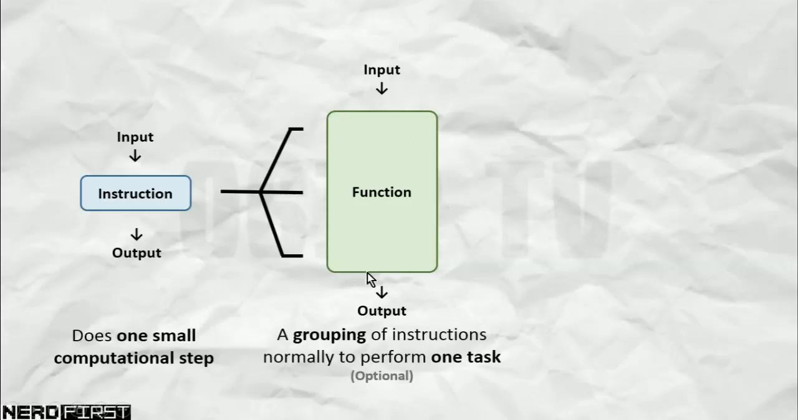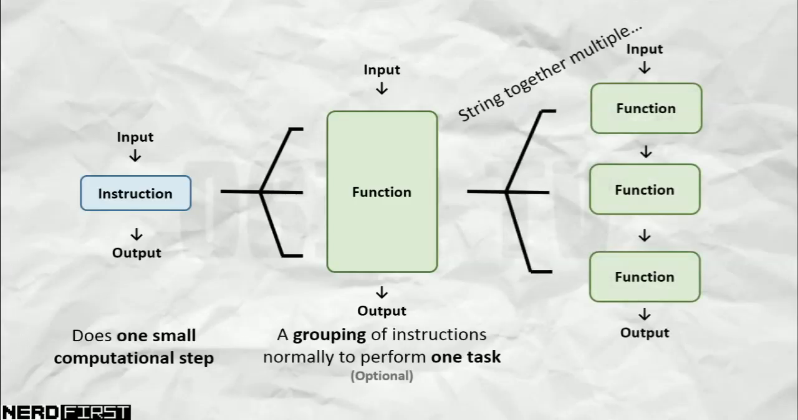This function then also acts like a mini program, but again, the difference between these two lies in their scale. An instruction usually does one small step, whereas a function will be a grouping of instructions, and the idea is it's going to perform one particular task. Your program is of course broader than that because it's not just performing one task, and generally how we would build our program is we string multiple functions together.